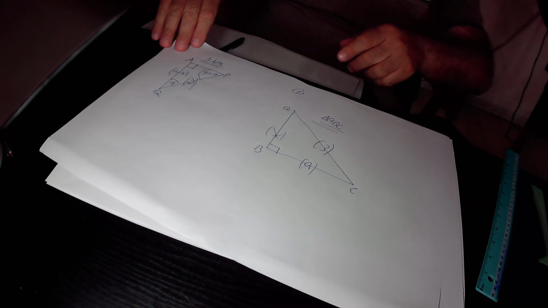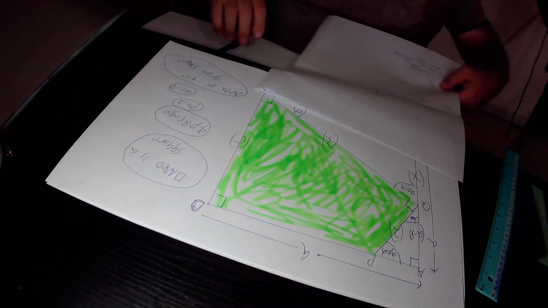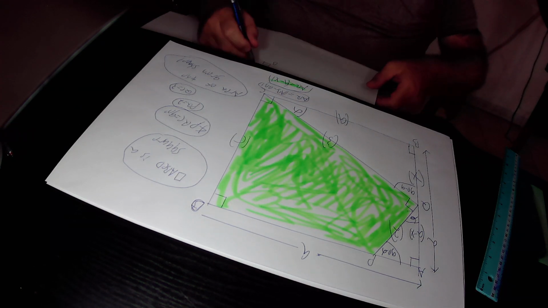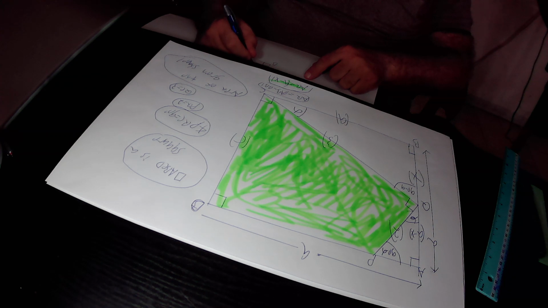First of all, this right triangle QBC, this angle equals 90 degrees minus alpha, this angle equals alpha.